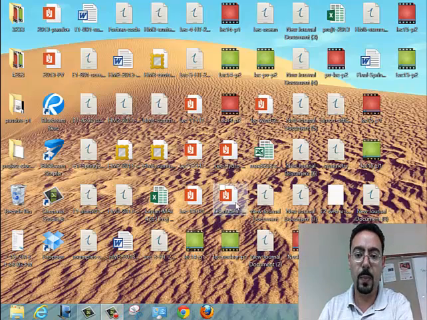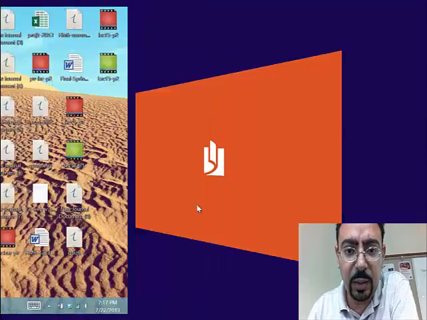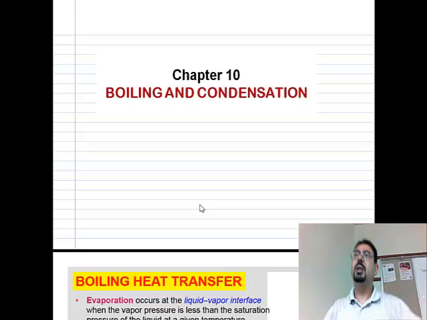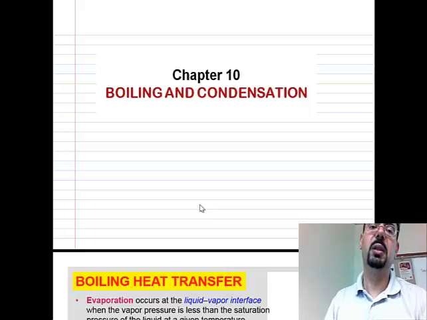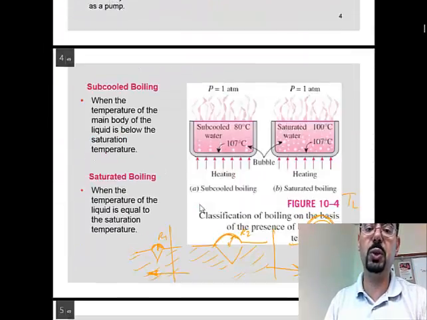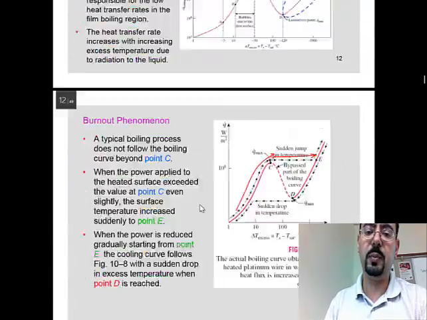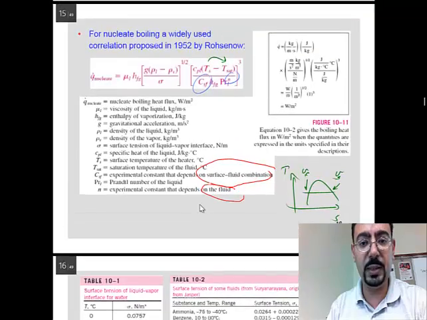Alright. So we said that the final is going to be on everything, including this section, condensation and boiling. I know it's the last thing that we are going to cover, but this could also be included in the final exam. Right?